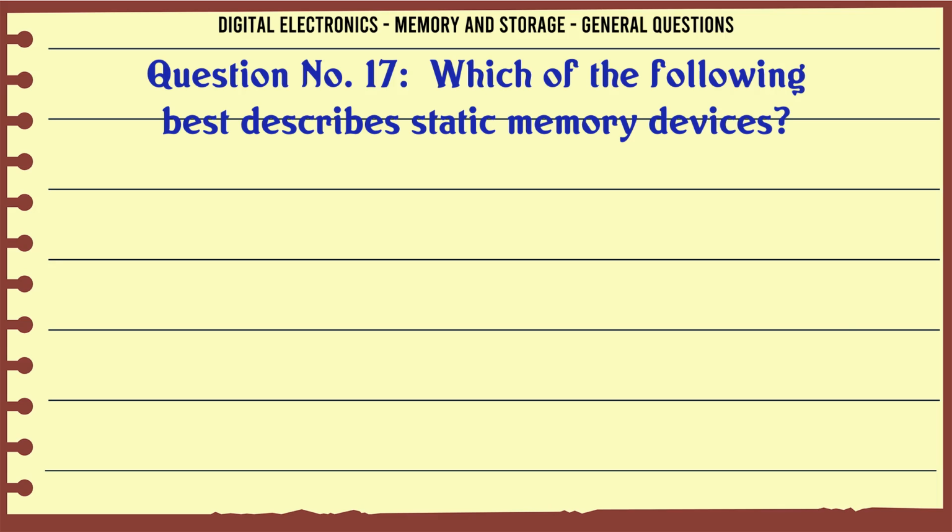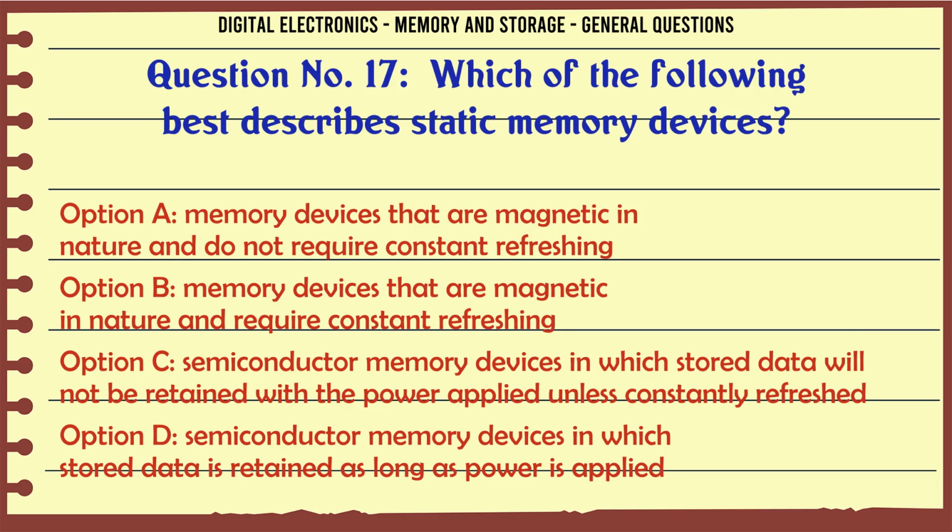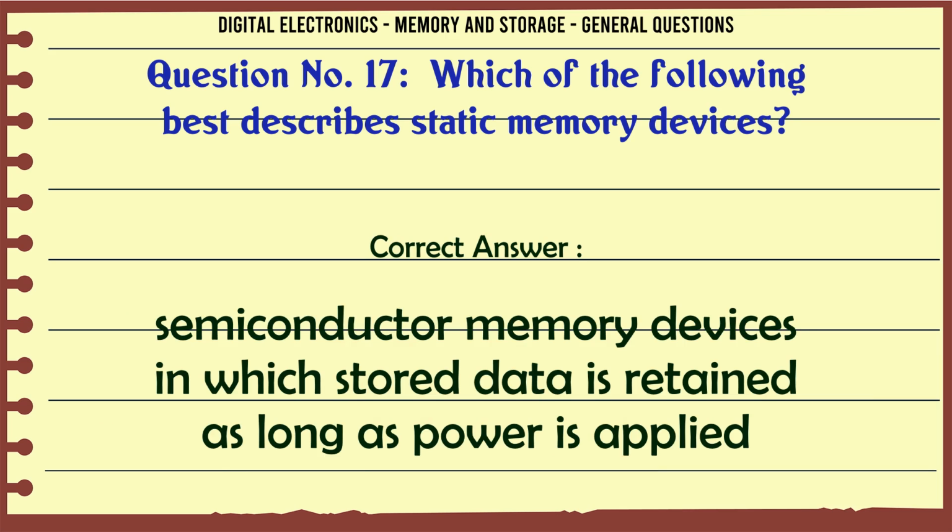Which of the following best describes static memory devices? A. Memory devices that are magnetic in nature and do not require constant refreshing. B. Memory devices that are magnetic in nature and require constant refreshing. C. Semiconductor memory devices in which stored data will not be retained with the power applied unless constantly refreshed. D. Semiconductor memory devices in which stored data is retained as long as power is applied. The correct answer is semiconductor memory devices in which stored data is retained as long as power is applied.